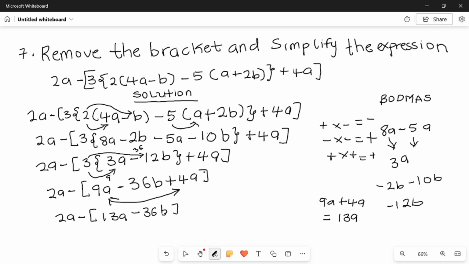So the last step now is to use this negative sign here to multiply through the terms, because we have to remove this final bracket. Remember, we are still using the BODMAS theorem. So we use this negative sign to multiply everything in these brackets. We are still trying to remove this bracket, right? So we'll have 2a, right? Minus times 13a will give us minus 13a.